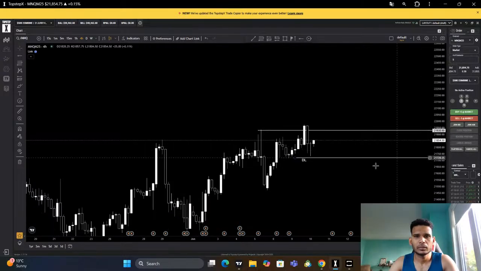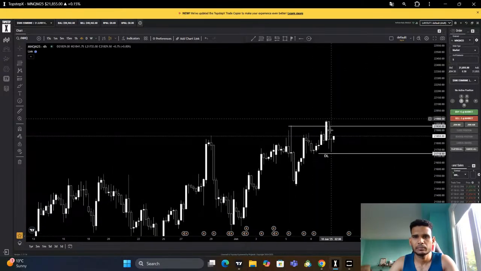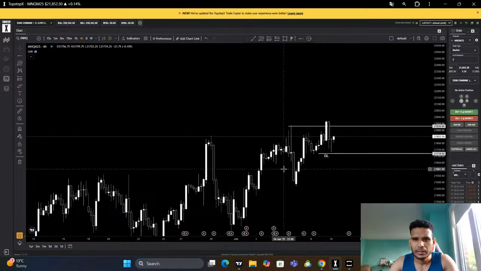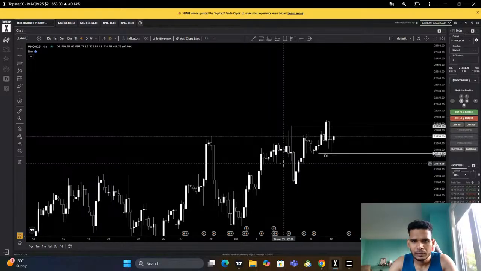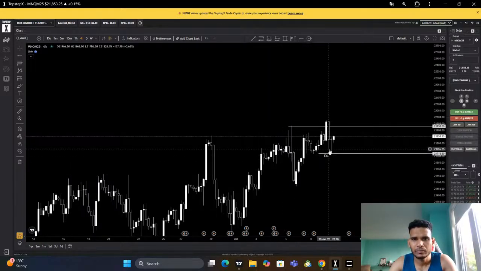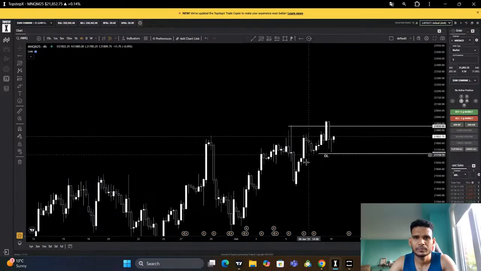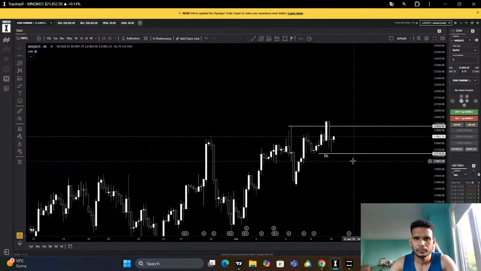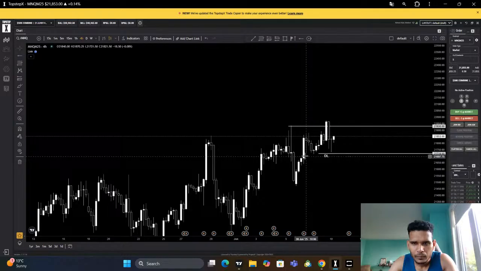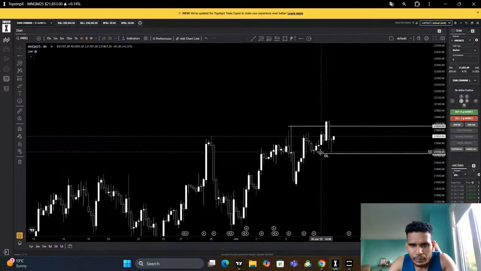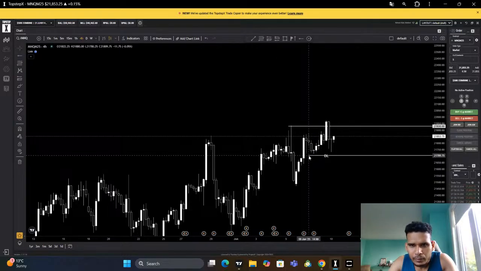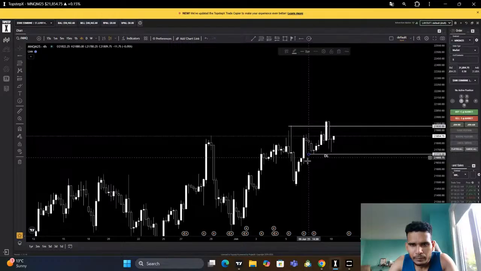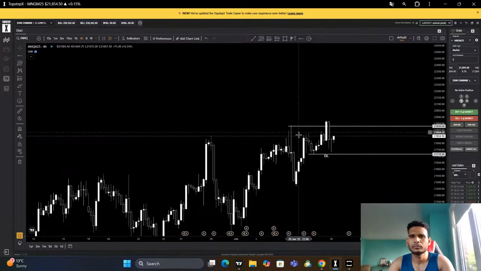In 4 hour, to be honest, it's just weak. It's a sell off. I don't see anything else, and I do have some fair value gap here, and before that I don't have anything. And this is going to be the liquidity. Yeah, this is going to be the liquidity, really low.